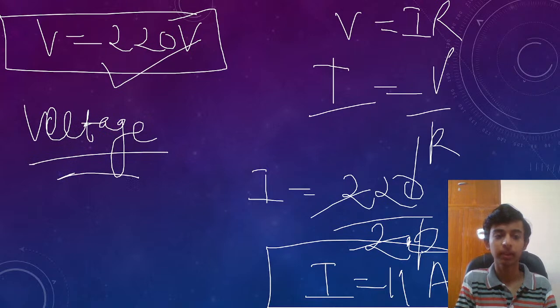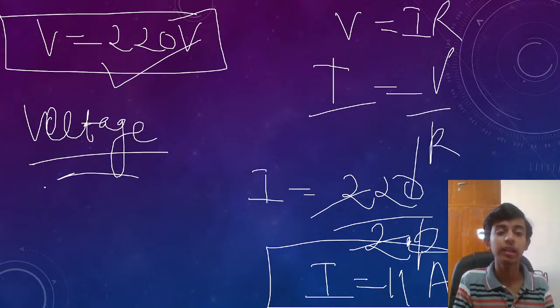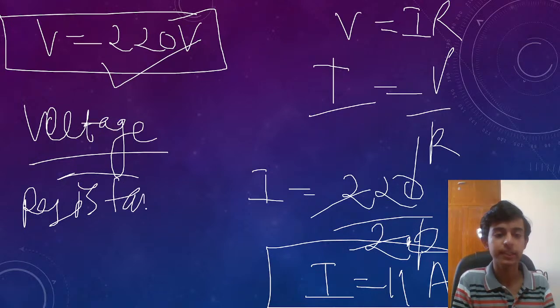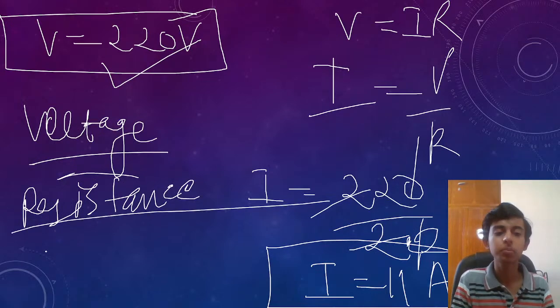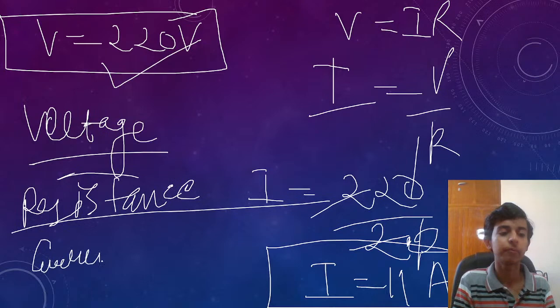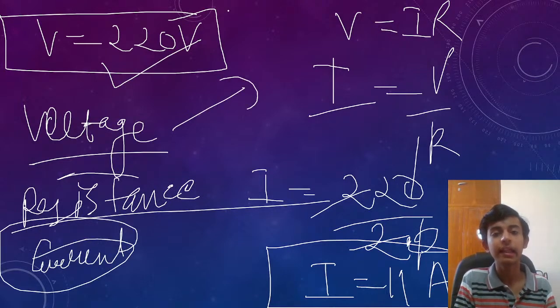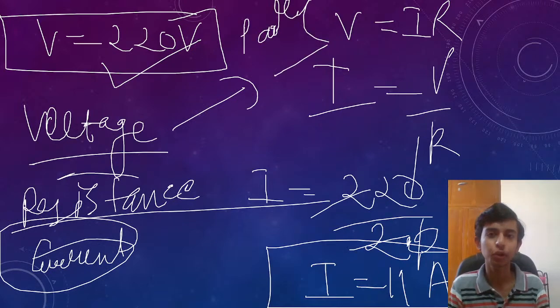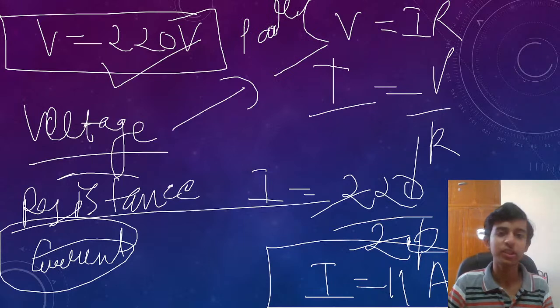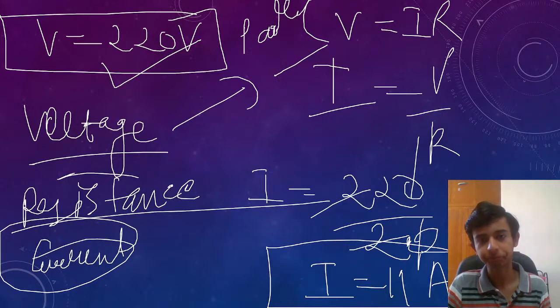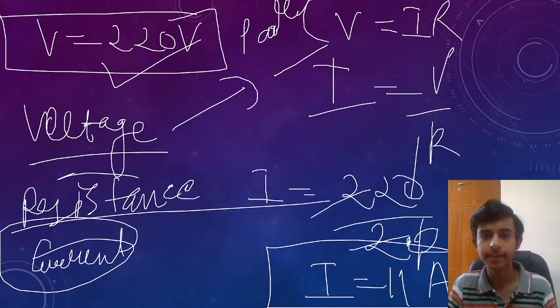You might get a question related to resistance in such cases, but most probably you will get the current one, because current is constant, potential difference will vary. That we will read in parallel combination when potential difference will be constant, so you will be asked to find out the potential difference.